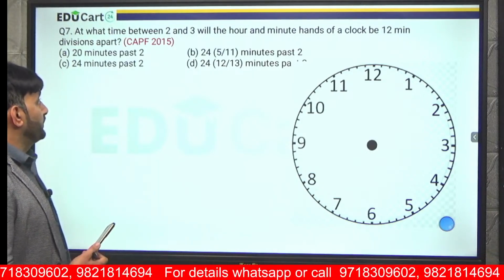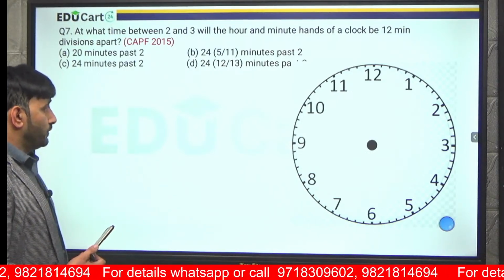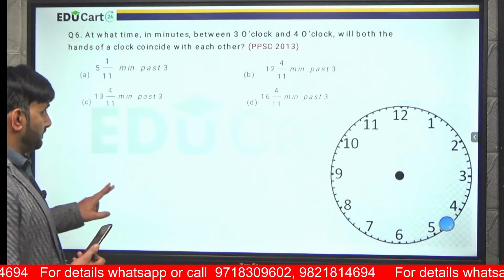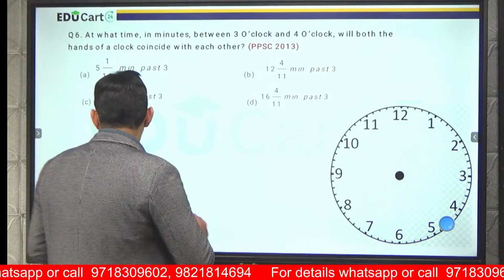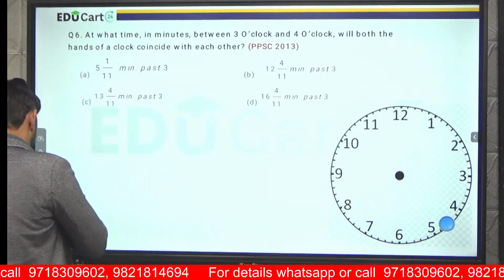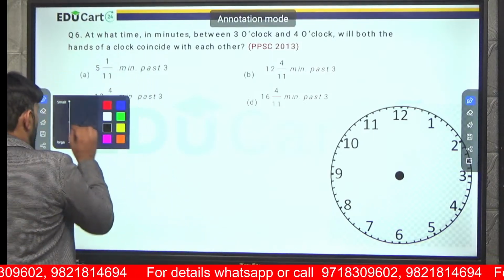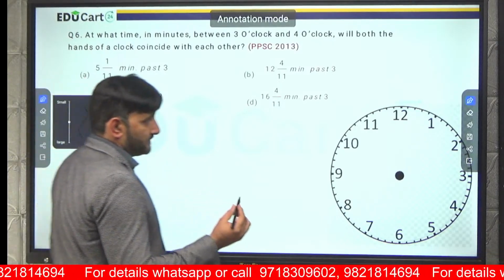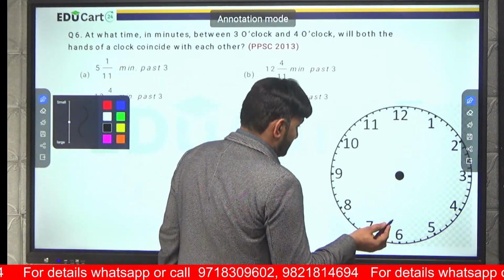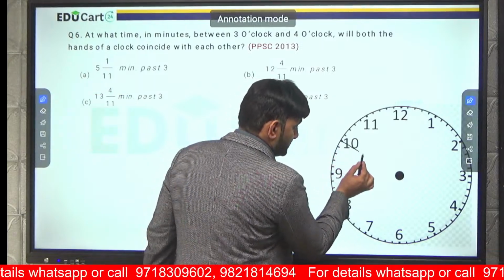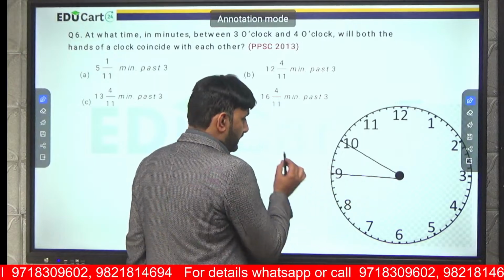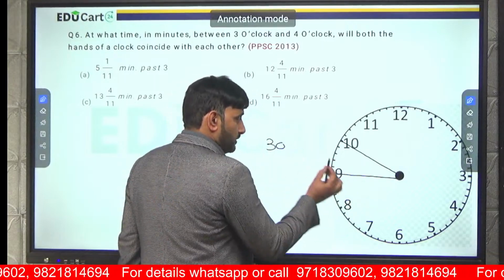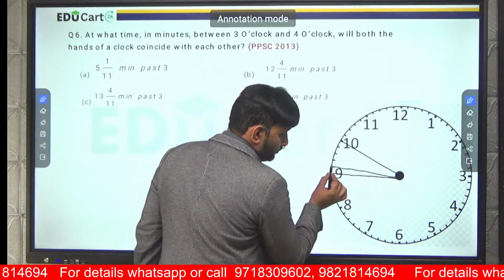CAPF 2015, 12 minutes division apart. So let me teach you this concept. If you observe carefully, the markings between any two consecutive numbers, that is 10 and 9, is 5 minutes. This 5 minutes is 30 degree. Now this is divided into small parts. This is 1 minute's division.